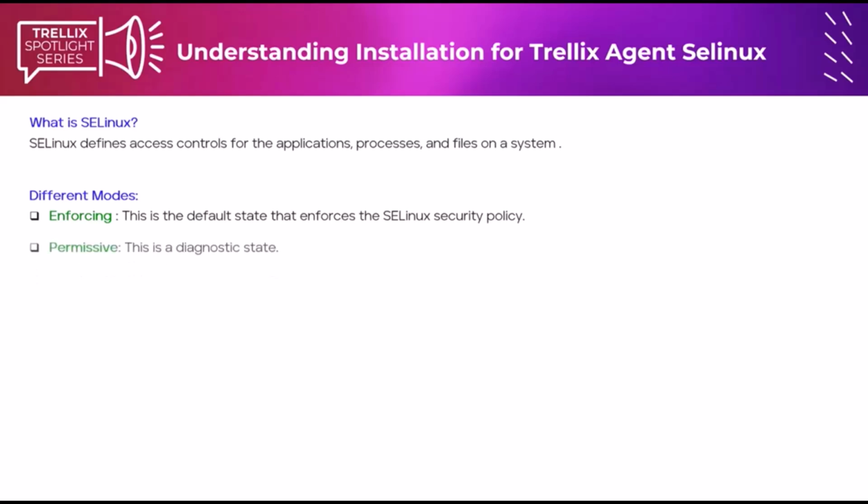The next is permissive mode. It only logs those actions that would have been denied when running in enforcing mode. It's basically a diagnostic state where SE Linux policy are not enforced onto the system. The third is disabled mode where no policies are loaded into the kernel.